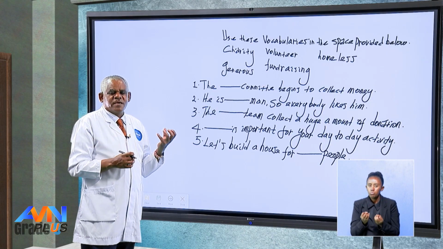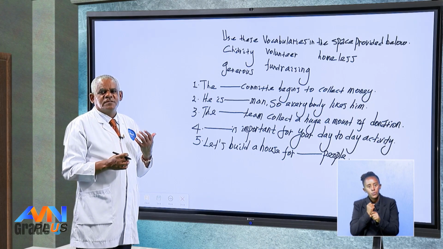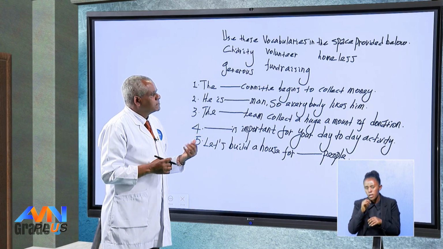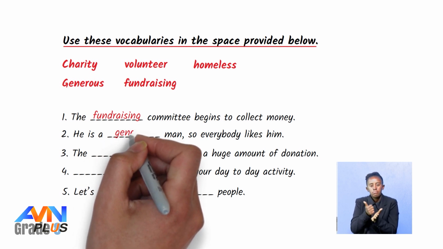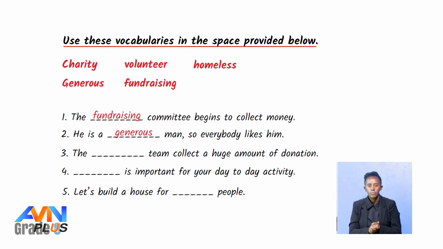Most of the time, this kind of committee is formed in order to do this kind of activity. He's a blank man, so everybody likes him. Yes, he's a generous man. See, he's a generous man. A generous man.